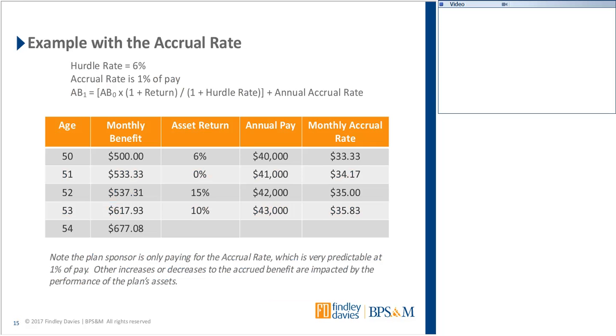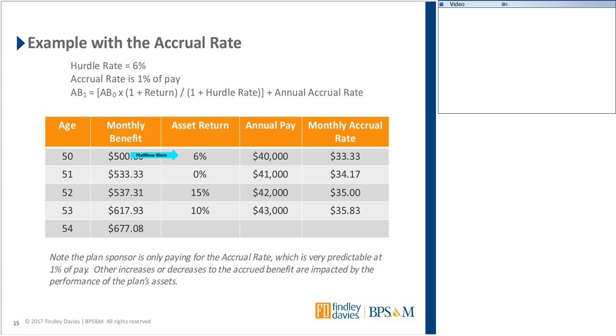So now we're going to add a little bit of complication, and now we're going to add back in the accrual rate so that you can see how the participants are seeing their benefits really grow. A new example here. So in this example, our hurdle rate is 6%, and our accrual rate is 1% of pay. So we've got our formula here that you've seen on previous slides. And we're going to start at age 50 with our sample participant here that has a monthly benefit of $500.